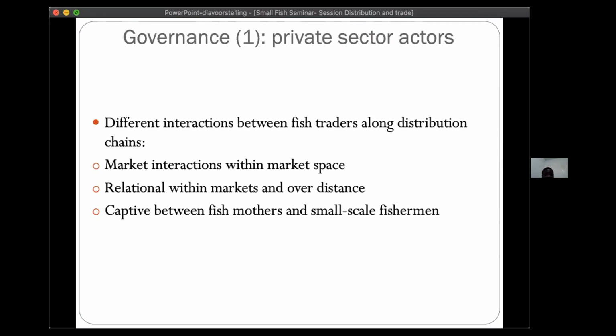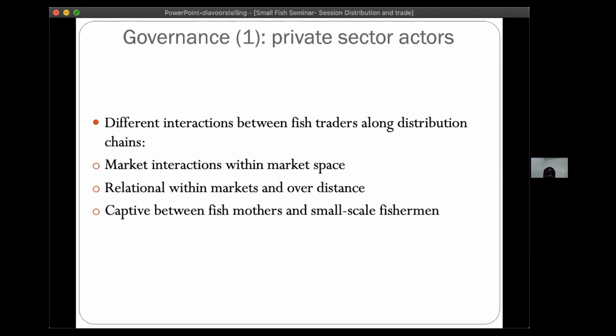And then I also identified relational relationships, which take place within the market and also over distance. In this, the sellers sell the fish to buyers with whom they are related or have developed long-term relationships through frequent transactions. The relationships are based on trust and mutual reliance on each other for mutual benefit. The transactions are based on informal arrangements, usually credit. They give the fish to you on credit, you sell, and then you pay back.